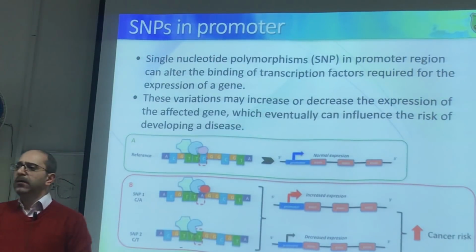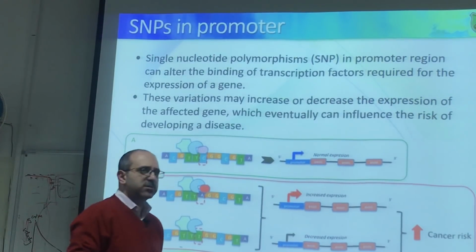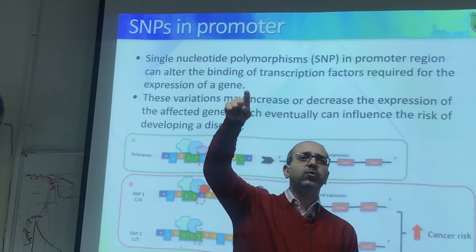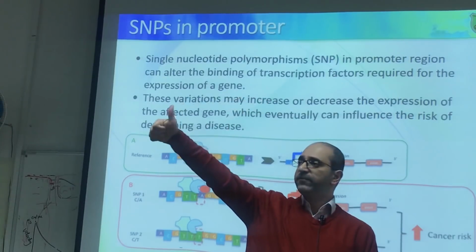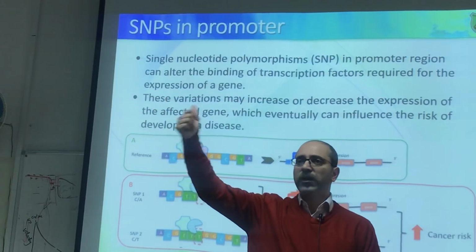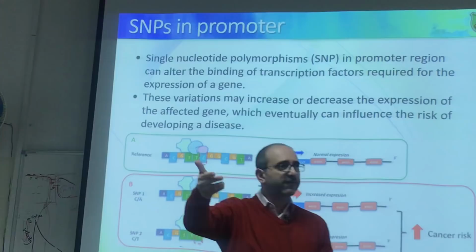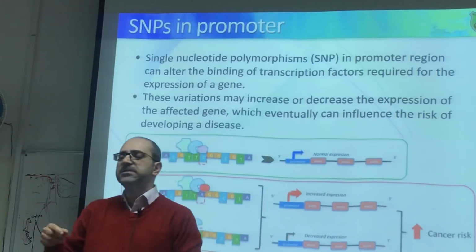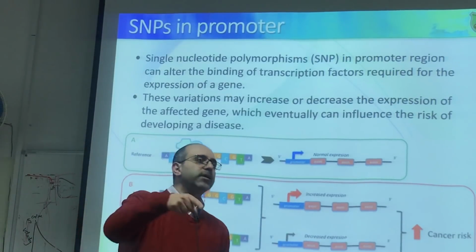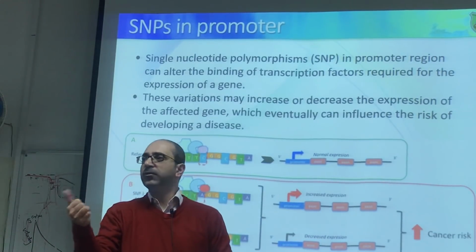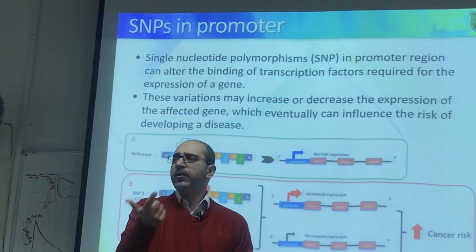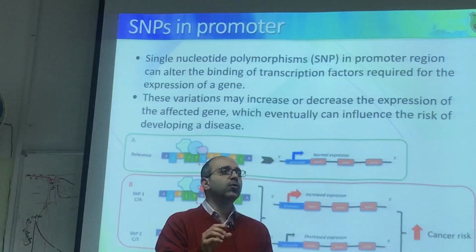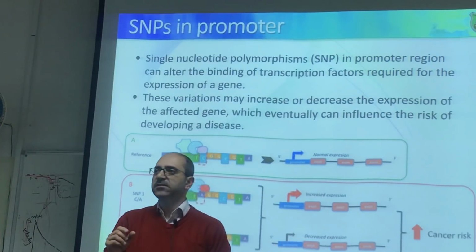Alright. Regarding the promoter and SNPs, SNPs can exist anywhere, right? We said SNPs are of two types: either causative or linked. Causative means they cause a certain phenotype. These causative SNPs can be either in the coding region or the non-coding region. Coding region means they change the amino acid sequence of a protein, the protein product. Non-coding ones can be in regulatory sequences.